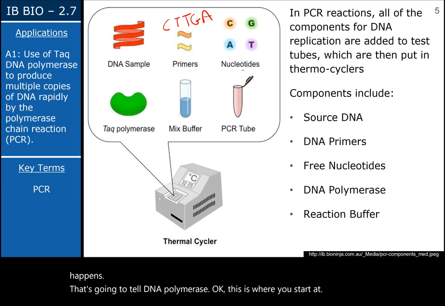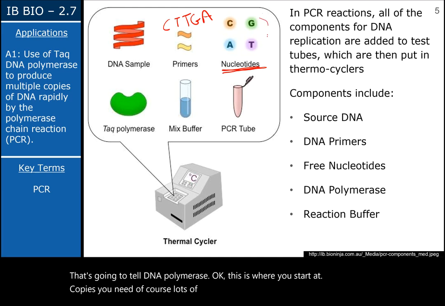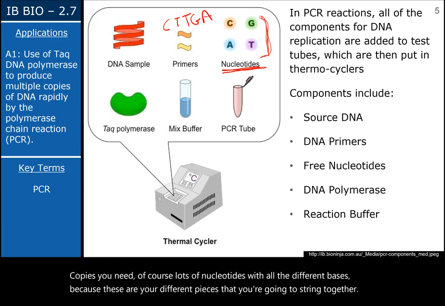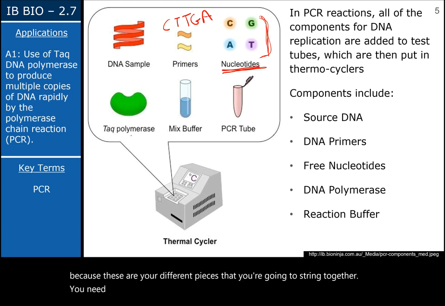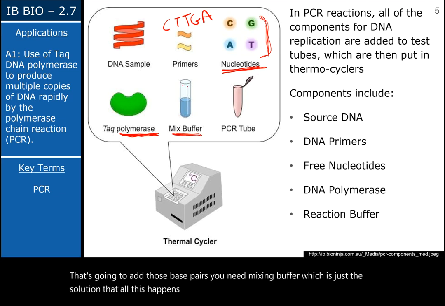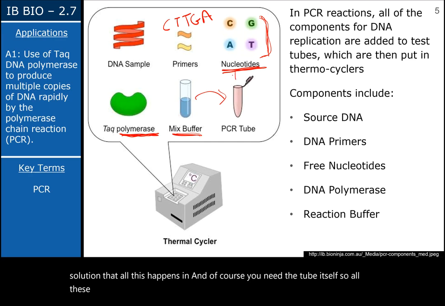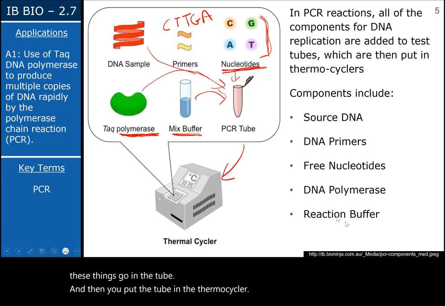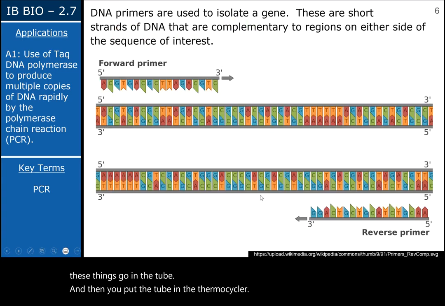You need, of course, lots of nucleotides with all the different bases because these are your different pieces that you're going to string together. You need your Taq polymerase. Remember, that's our enzyme that's going to add those base pairs. You need mixing buffer, which is just the solution that all this happens in. And of course, you need the tube itself. So all these things go in the tube. And then you put the tube in the thermocycler, and you run it through.